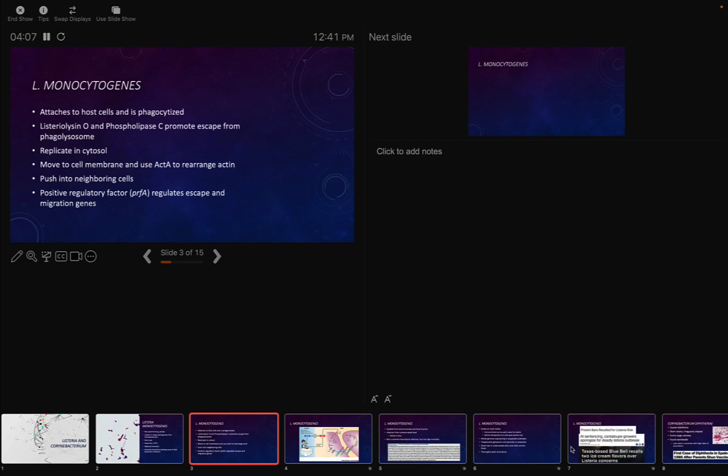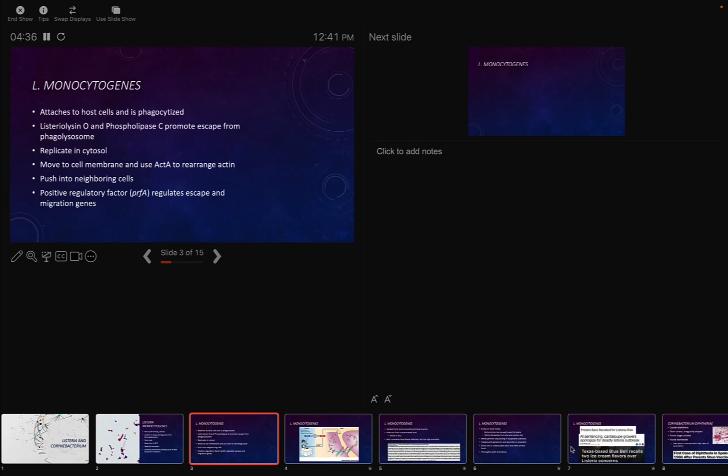What Listeria monocytogenes will do is basically digest the phagolysosome and escape. So it gets out, and now it's inside the cytoplasm or the cytosol of the cell, and that's where it will replicate. So one, it does immune evasion by escaping the phagolysosome. Once it's inside the cell, in the cytosol, it's escaped the phagolysosome.